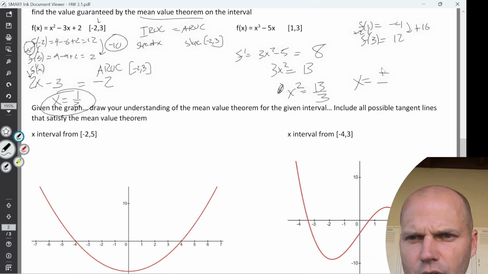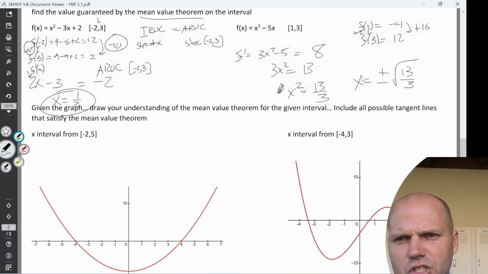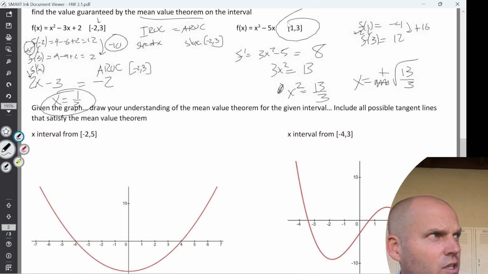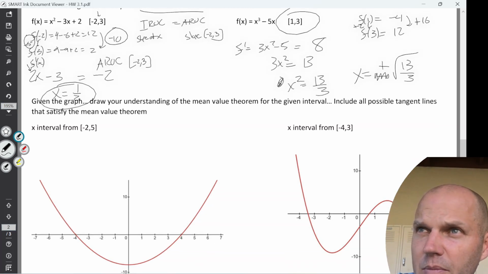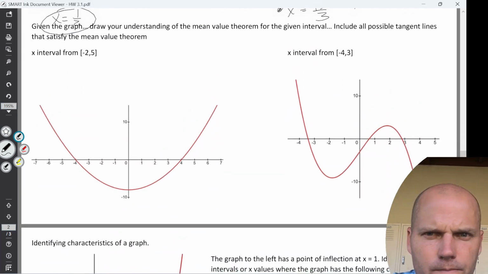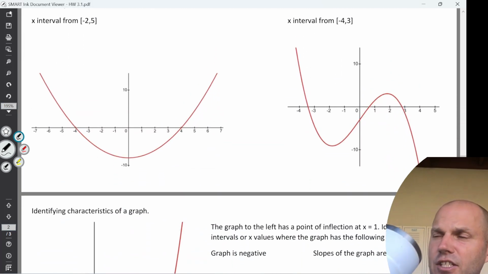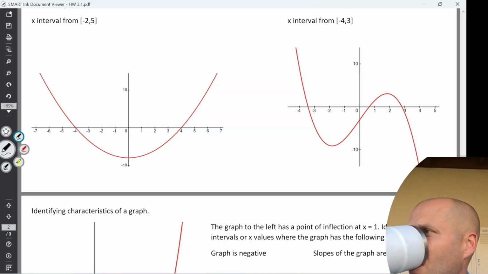Now, you say plus or minus root 13 thirds, but just like on your test, you notice that there was only the positive root 13 thirds, because that's the only value guaranteed on your interval by the mean value theorem. Cool? Sometimes you're asked to visualize the mean value theorem.